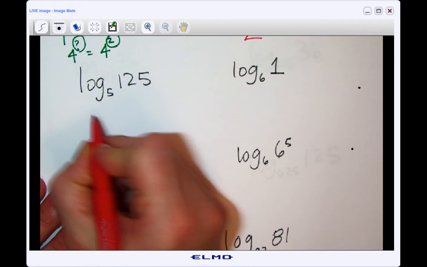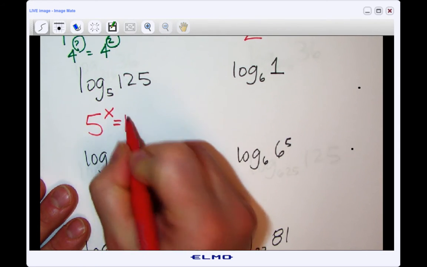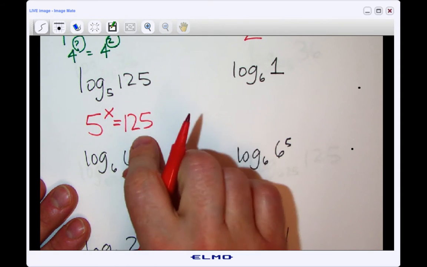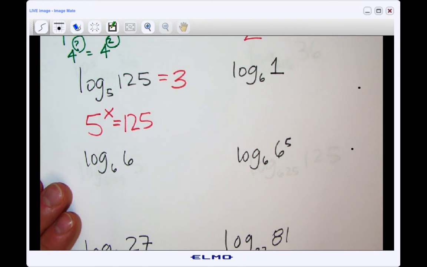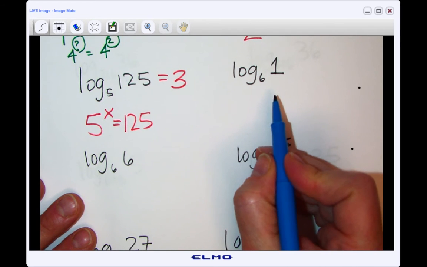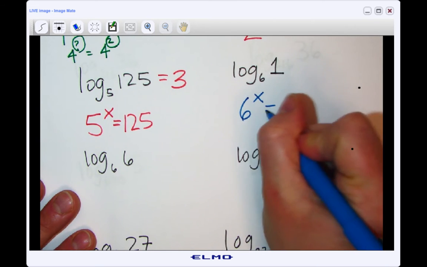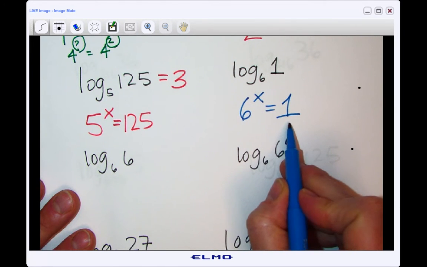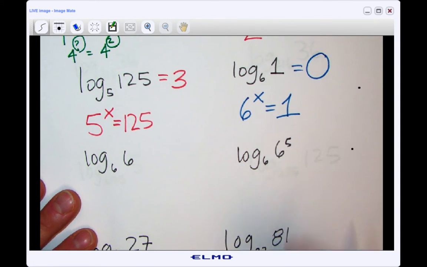Again, this says 5 to the what has to be equal to 125. Well, hopefully everybody knows that 125 is 5 times 5 times 5, so this one would be a 3, right? And we said this one over here we looked at the other day on the other video, this one, 6 to the what is going to give me a 1. Well, what does this have to be to get a 1? Hopefully everybody remembers that that one is 0, right?